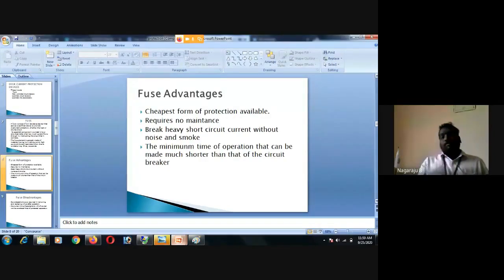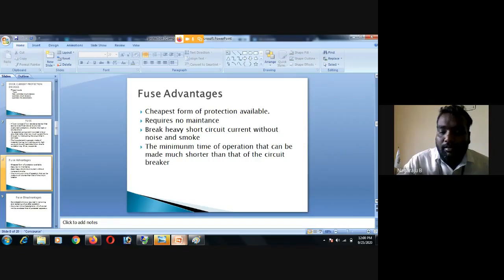For the lower rated amounts, there is no smoke or noise. But if we have a higher rating, we have a short circuit current problem with noise as well as smoke. Whenever you have a lesser amount of power, it automatically breaks heavy short circuit current without noise and smoke. This is about the advantages of the fuse.